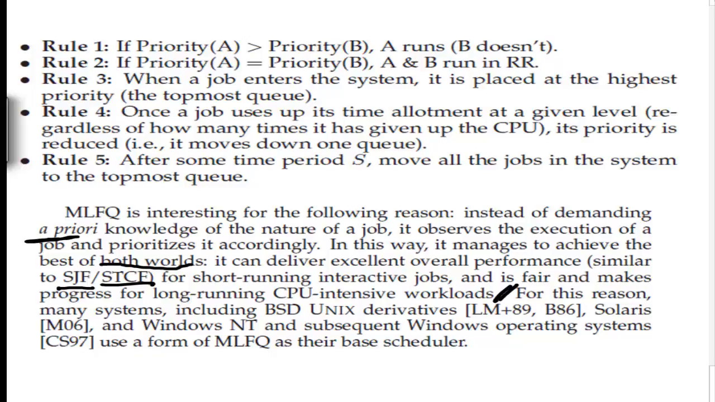That's why there are many systems like BSD Unix and its derivatives, Solaris, and Windows NT and subsequent Windows operating systems. They use MLFQ, but a form of it, because they have their own tweaks and additions to the basic MLFQ. So whatever we have read is the basic MLFQ, and many modern systems today use versions of the multi-level feedback queue.